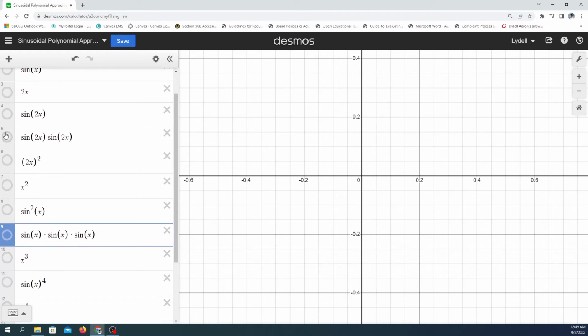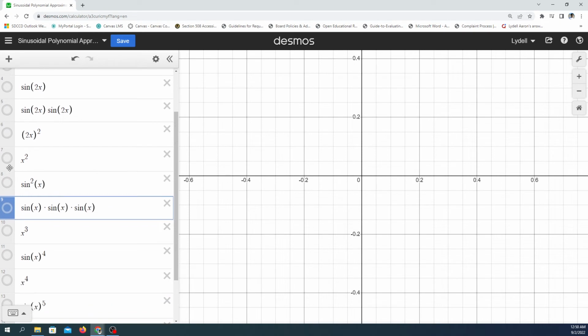Again, we have sine 2x squared. I just used Desmos and got creative here, but we have sine of 2x times sine of 2x. That's sine of 2x squared. So we have that form. That's a quadratic form. And now look at the polynomial version. Boom, almost identical. So let's keep going to higher orders.